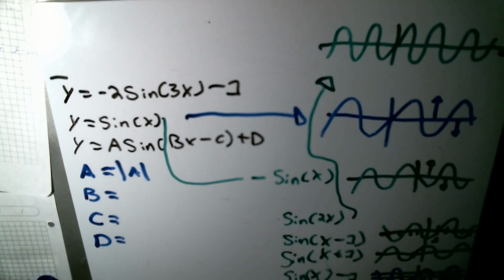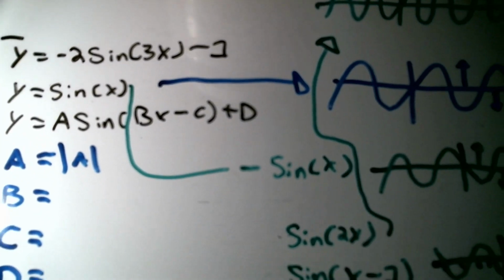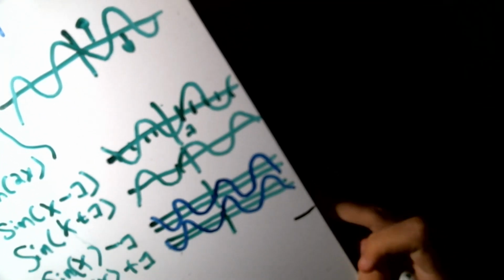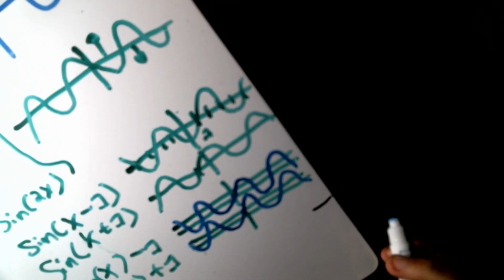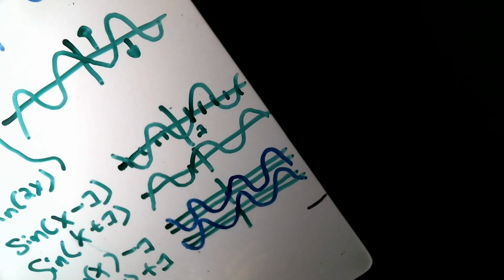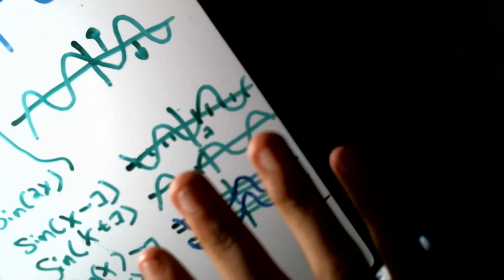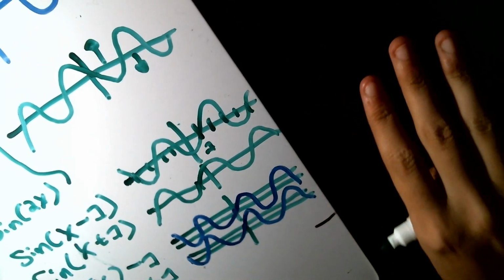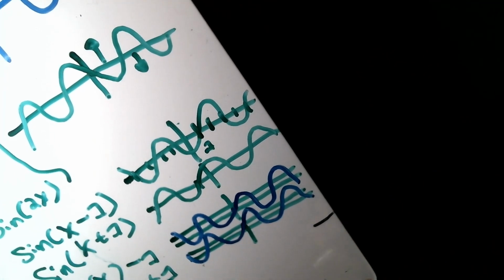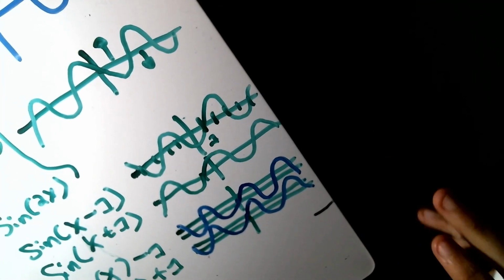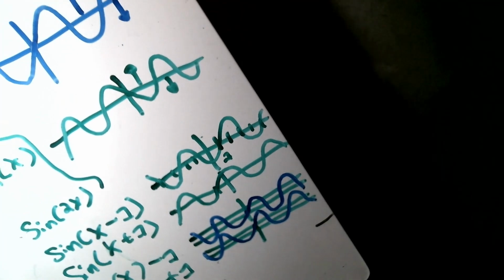Okay, I know this is a horrible drawing actually, but yeah, the minus 1 means that all the graph will go 1 below, and the plus 1 makes the graph go 1 above.